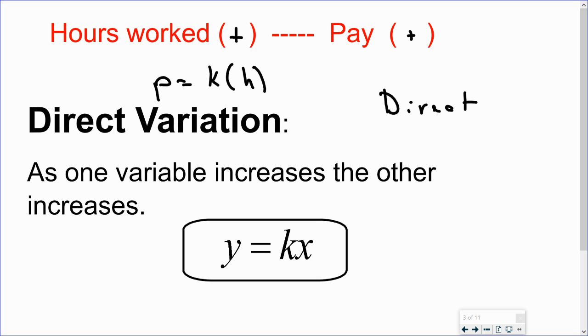Now, we did this a long time ago. We worked with direct variation when you were in Algebra 1, but we looked at it as a linear relationship. Now we're going to start looking at it a little bit differently, but the same things still apply.